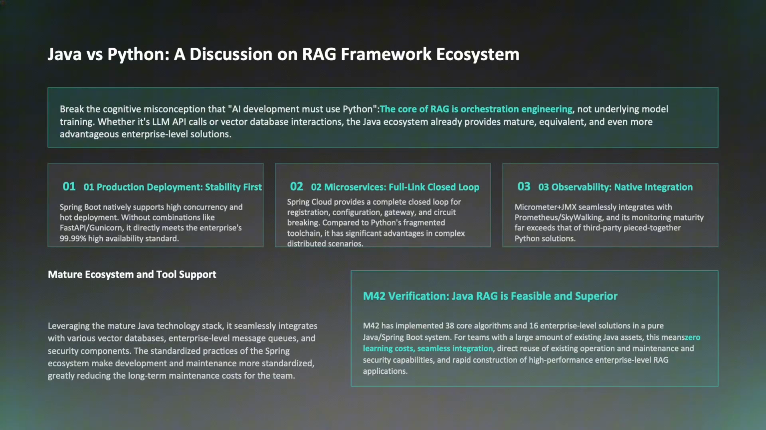Our entire framework runs on pure Java and Spring Boot, with all 38 core algorithms and 16 enterprise solutions implemented natively. For teams with massive legacy Java assets, M42 means zero learning curve, seamless system integration, and direct reuse of existing monitoring, operation, and security infrastructure to build high-performance enterprise RAG systems fast.